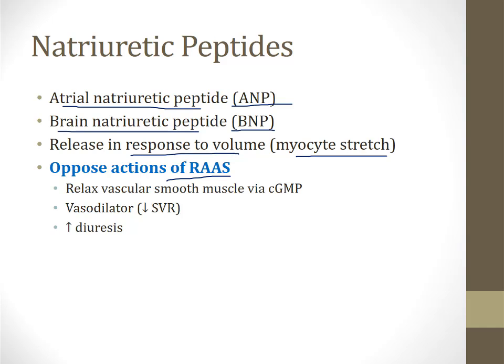These substances relax vascular smooth muscle via cyclic GMP. They function as vasodilators and lower the SVR. This is opposite of what angiotensin II does. They also promote diuresis, which is opposite of what angiotensin II does.